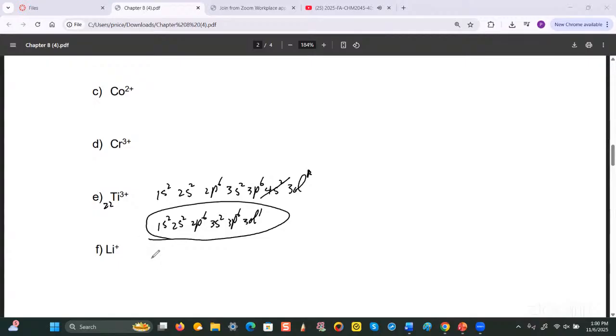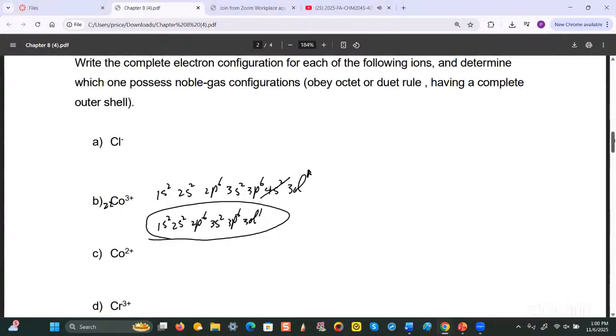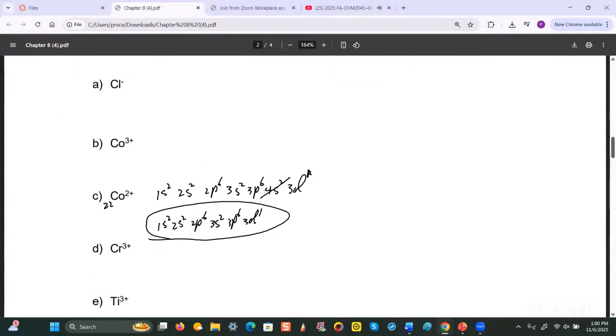Any questions about this one? Oh, by the way, hold on. Did the question say the full configuration or abbreviated? Oh, full, okay. So we're on the right track.